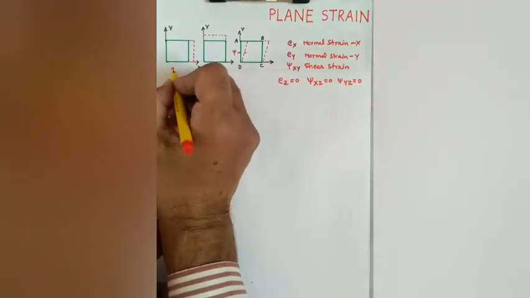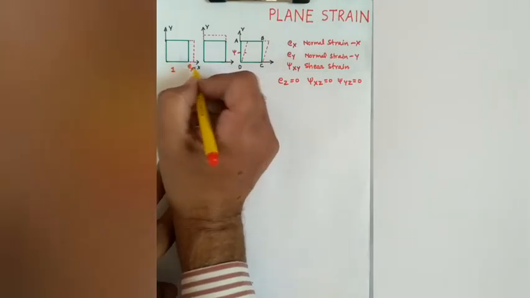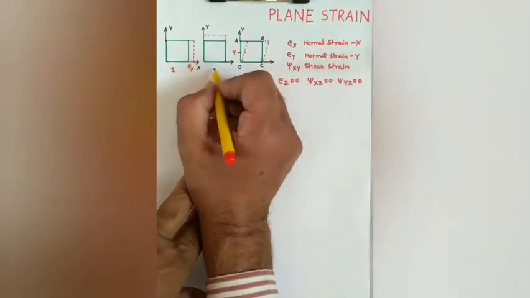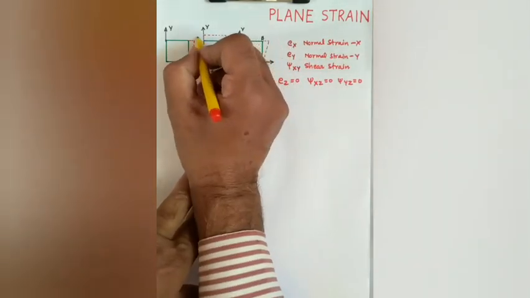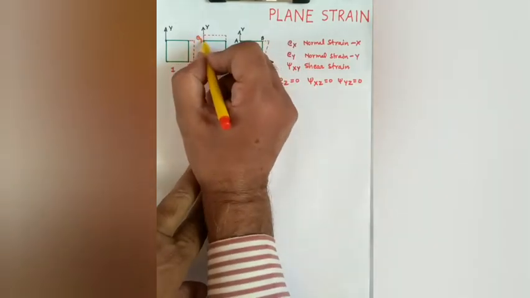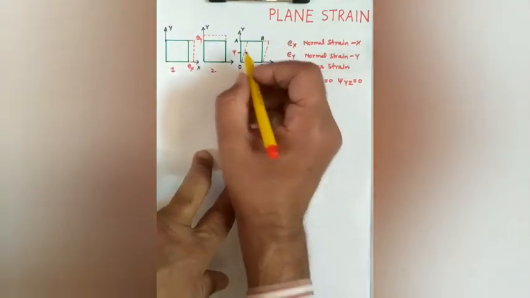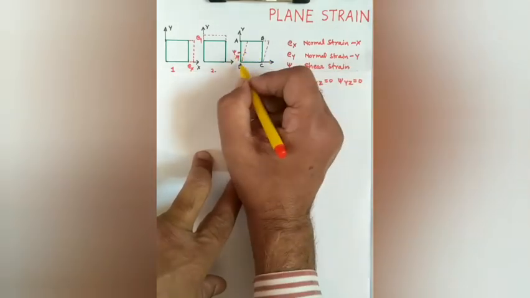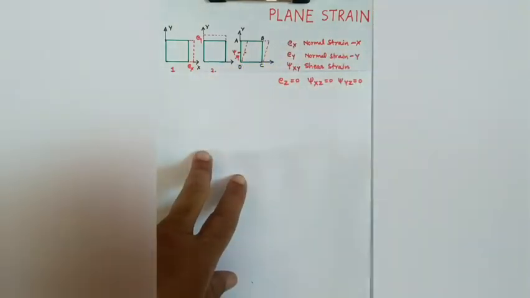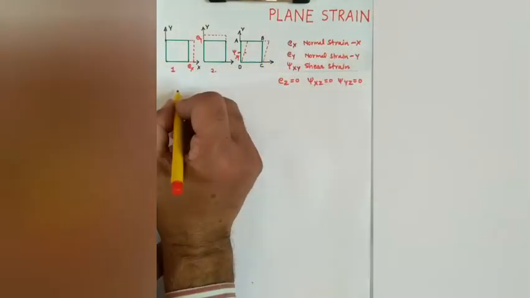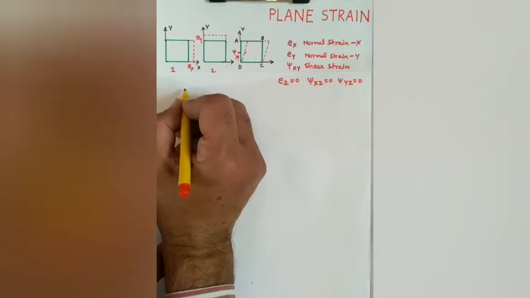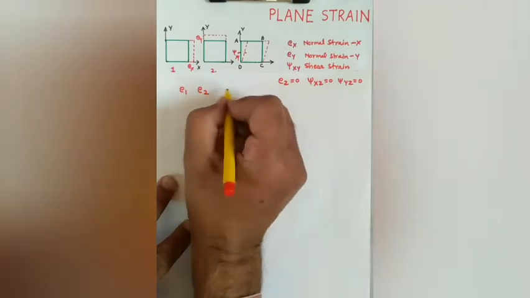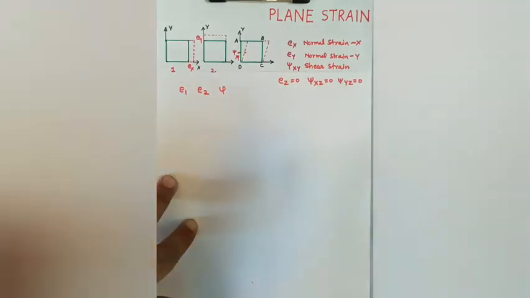In diagram 1, Ex is the departure from this point to this point, and in figure 2, Ey is the departure of this point to this point, whereas psi xy is this angle. Ex, Ey, and psi xy are frequently called E1, E2, and simply psi.